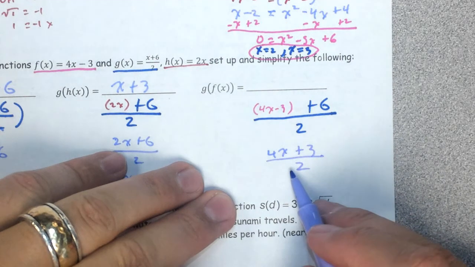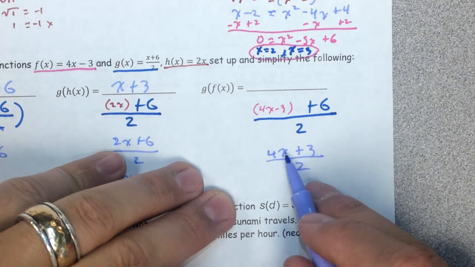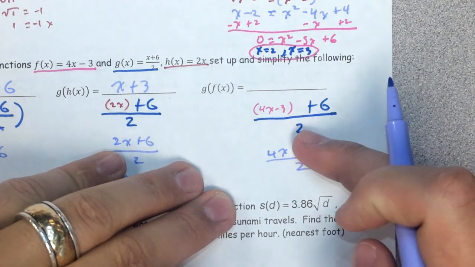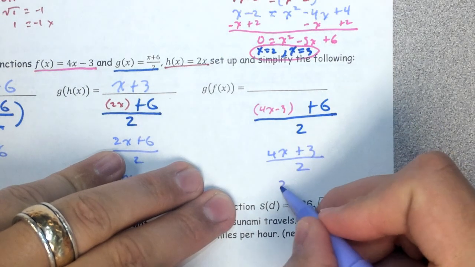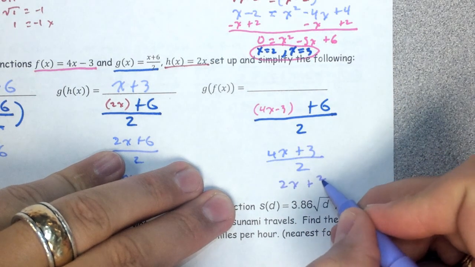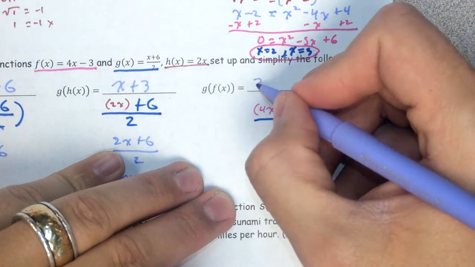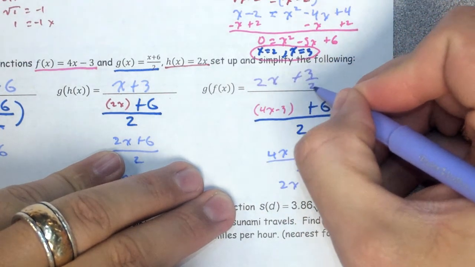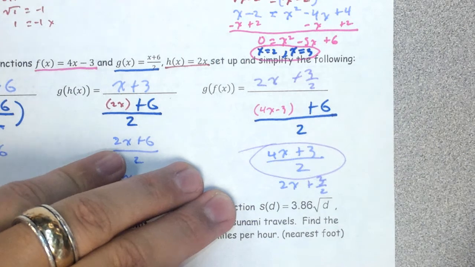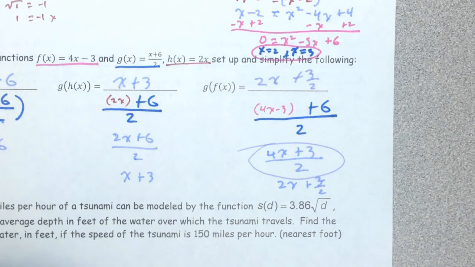There's not really much I can do with that. I'll more than likely take this answer. Then again, I could simplify both of these. If I simplify these, that's 2x plus 3 over 2. But again, I'll also take that for this one, because that does not simplify.